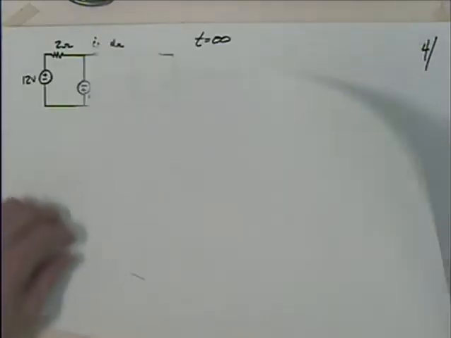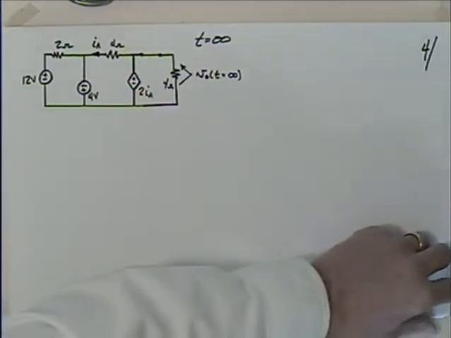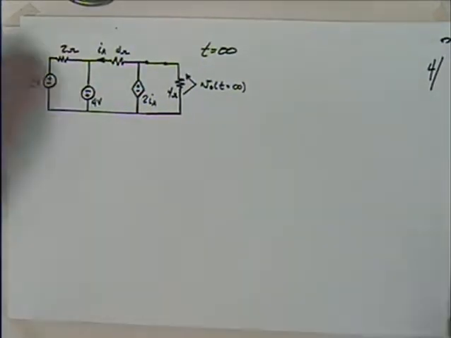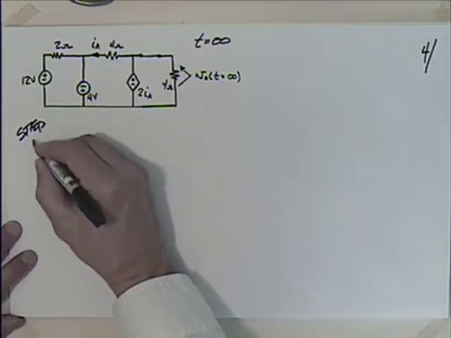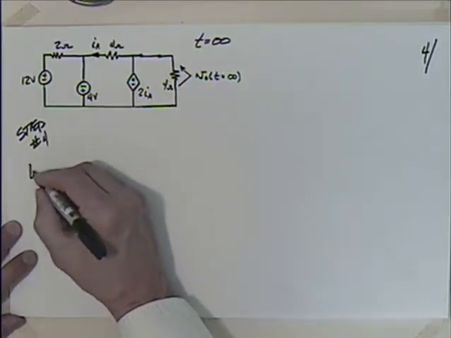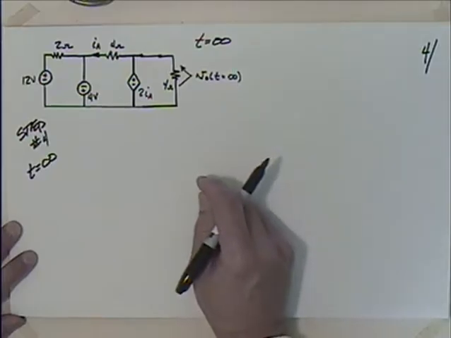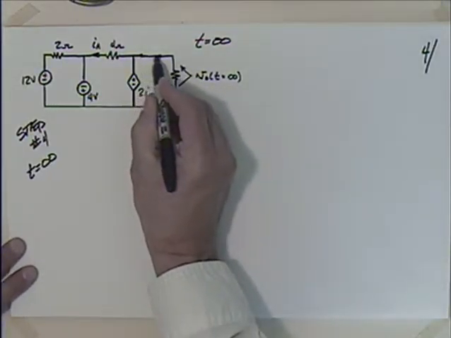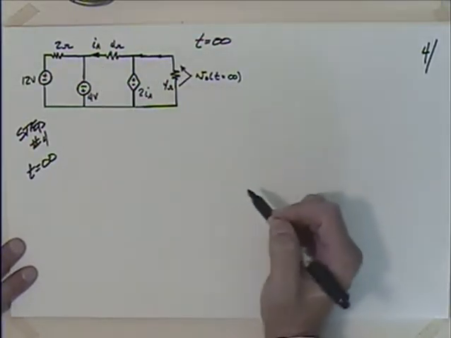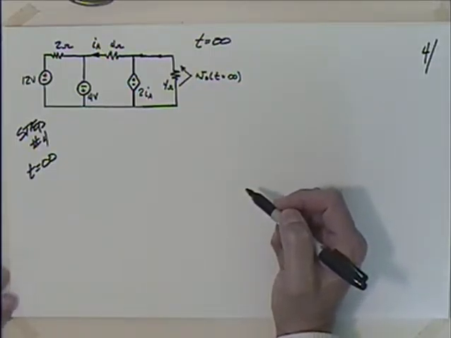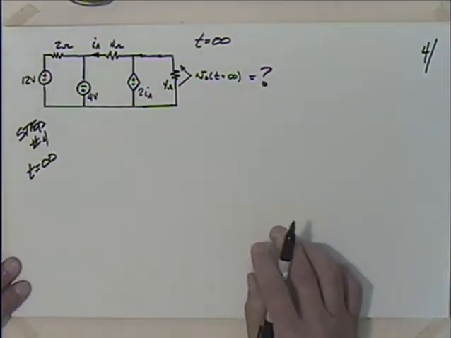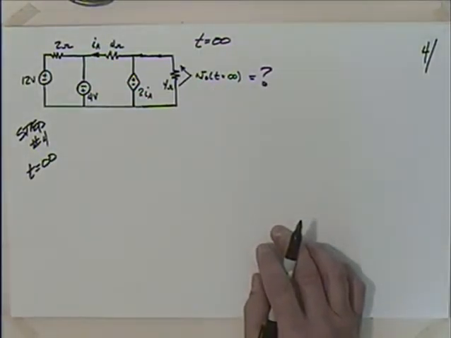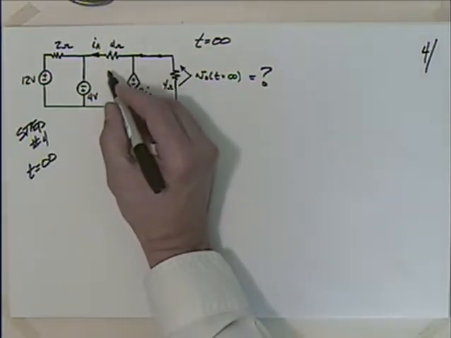Step number 4, remember we just sit and let some time go by. Let it go to steady state. So step number 4, where t is equal to infinity. So this thing becomes a short circuit. The switch is still closed. The switch will always be closed from here on out. And now I'm looking for this voltage V_0 at t equals infinity. And how can I get that? Let's see. I could throw a current in here.